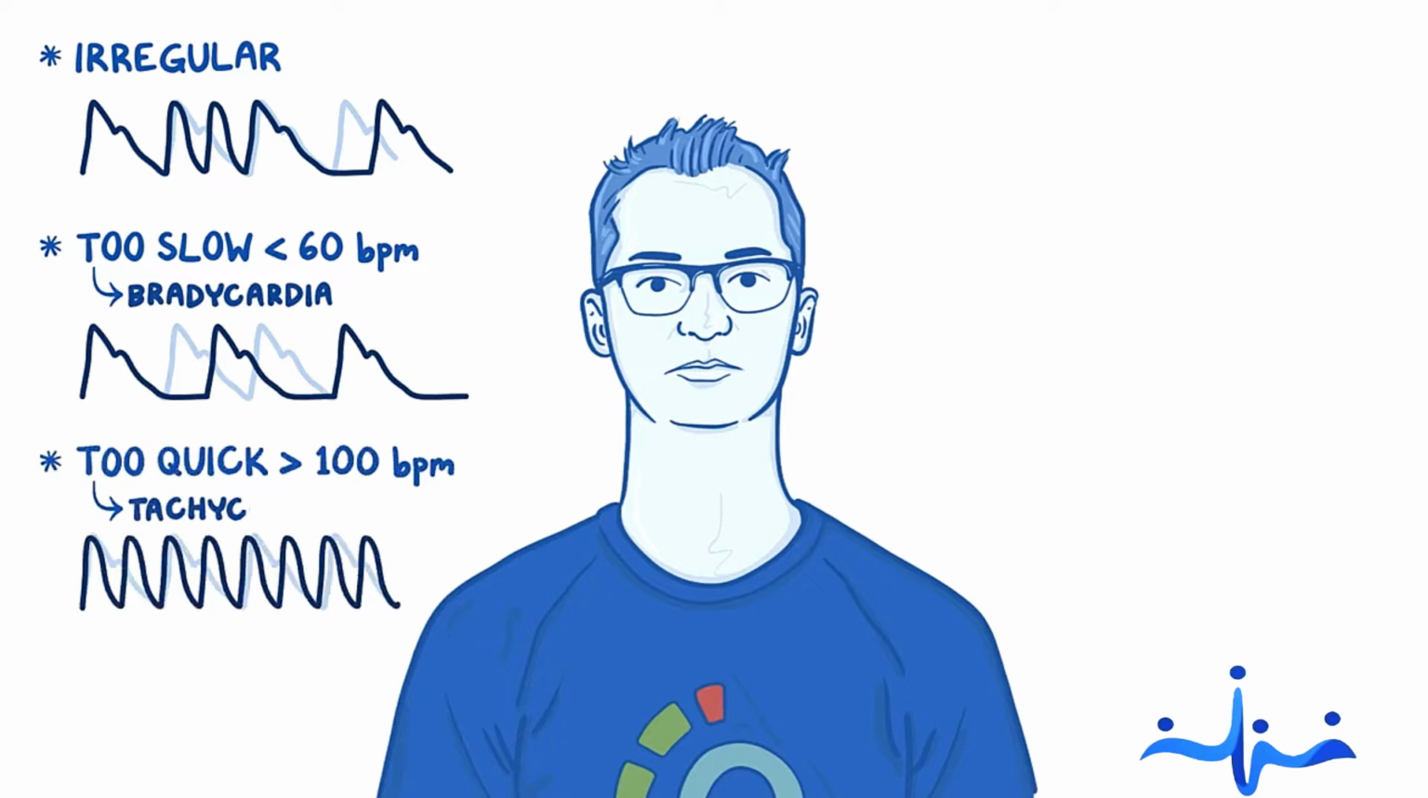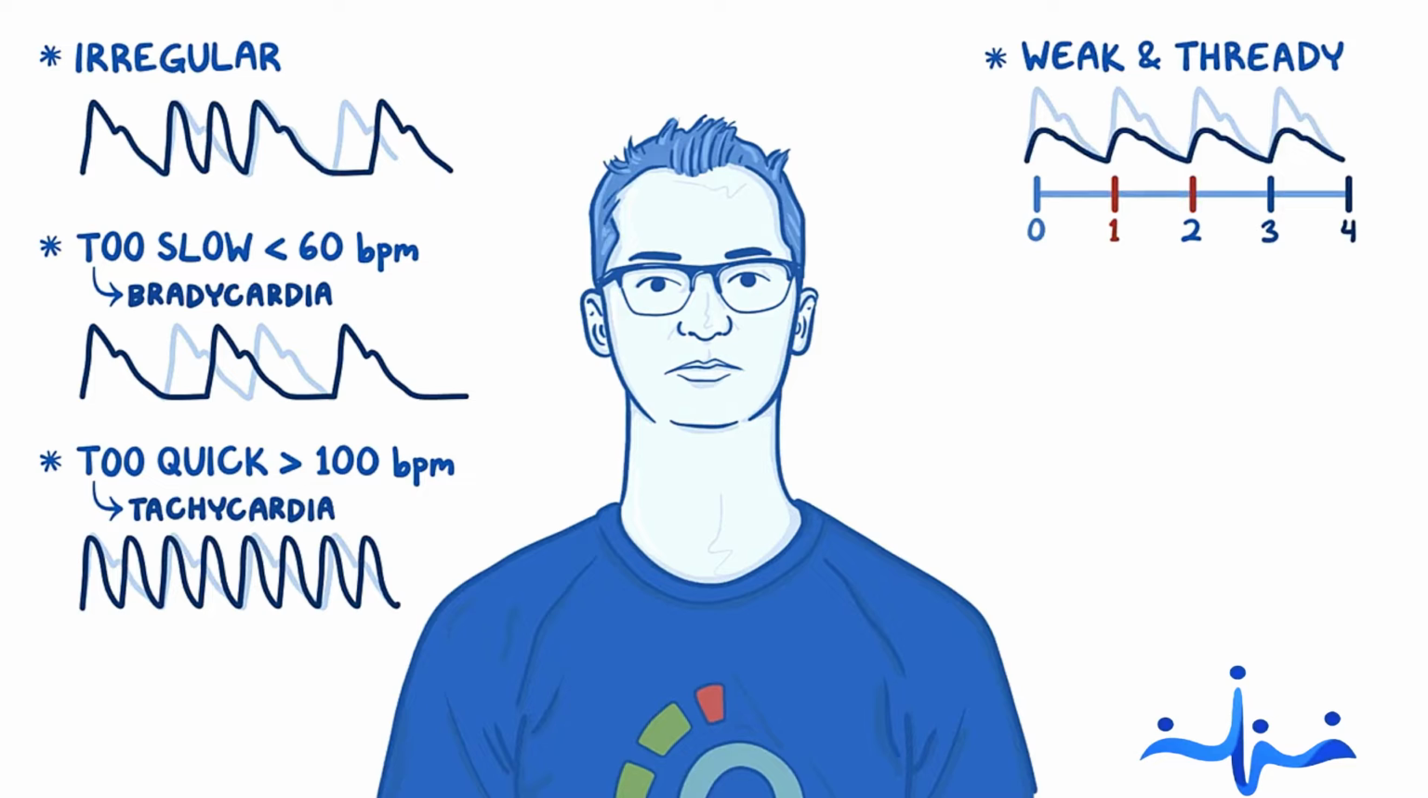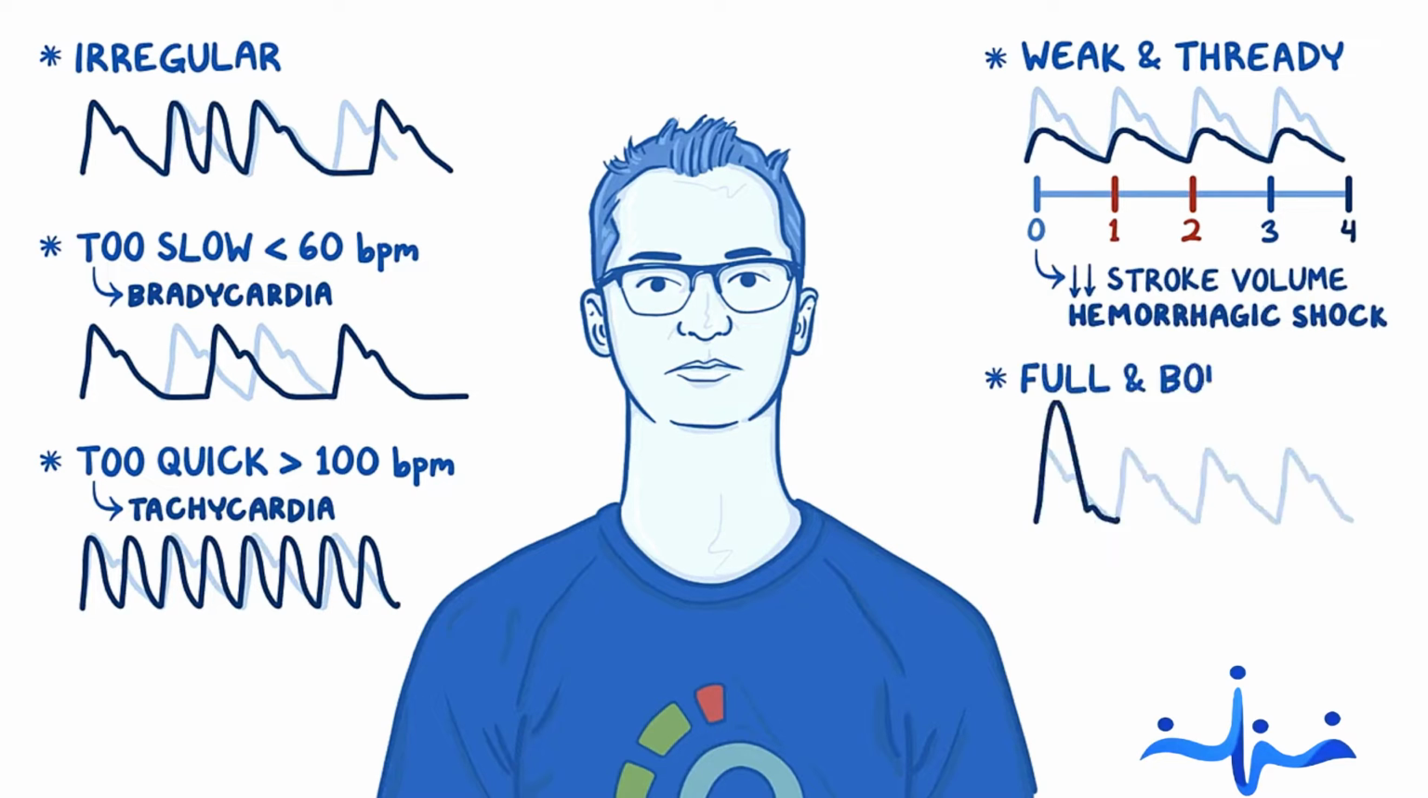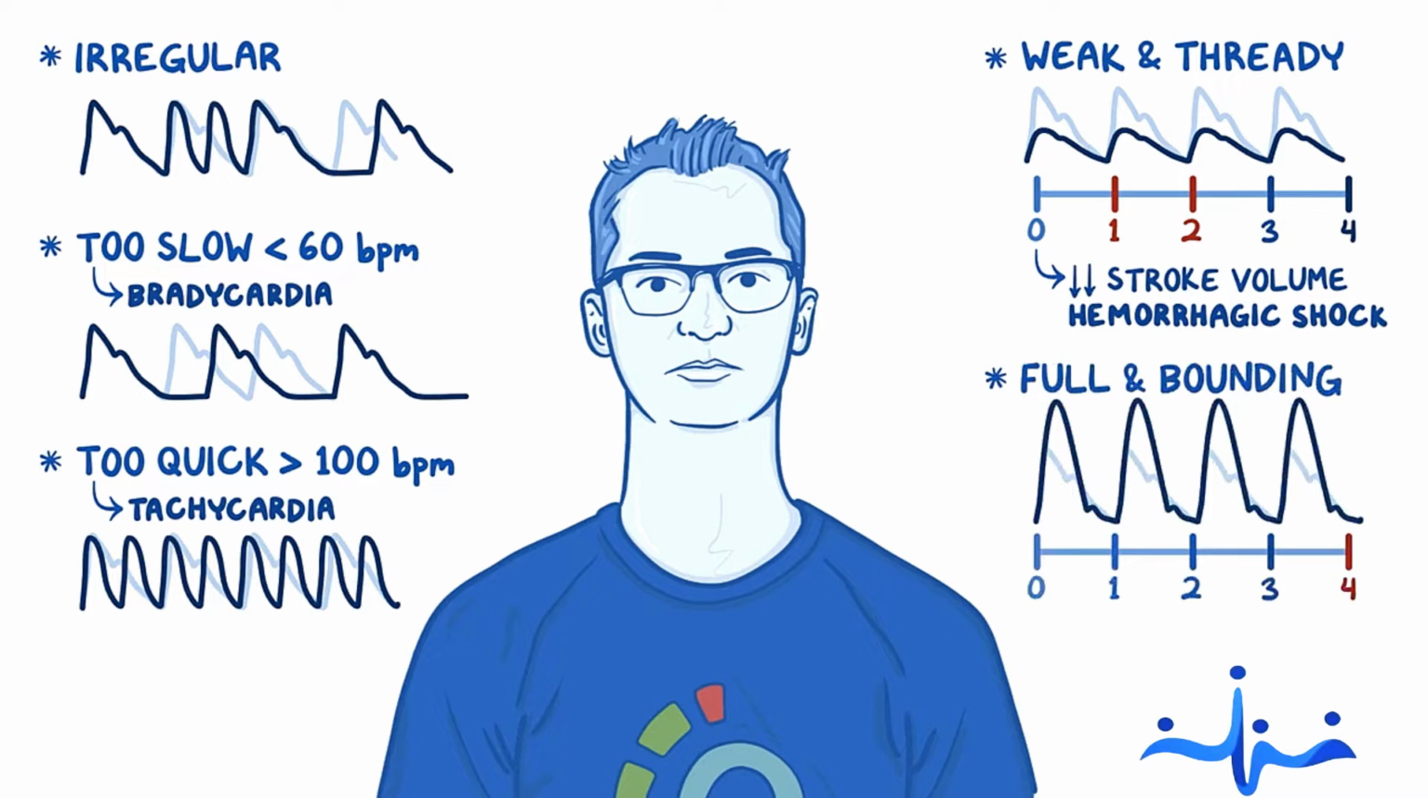which is called tachycardia. Fred's pulse might also be weak and thready, a subjective 1 or 2 on the scale of 0 to 4. That indicates low stroke volume, like hemorrhagic shock. On the flip side, Fred's pulse could be full and bounding, a subjective 4 on the scale of 0 to 4. That could be from anxiety, heart disease, or valvular conditions.